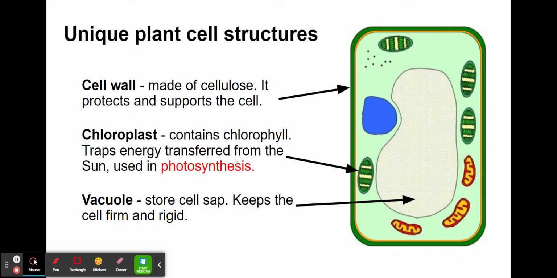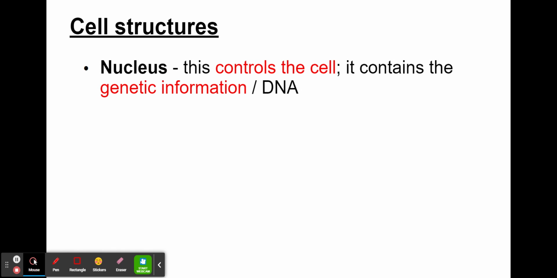The last main difference within plant and animal cells is a vacuole. And that vacuole is this large bubble structure in the middle of the plant cell. Again, animal cells do not have this, and it contains any of the cell sap within the cell. Now, in terms of what these structures are for, we talked about the nucleus. The nucleus is the part of the cell which controls it, and it also contains any of the genetic information, which is often DNA within an animal cell.